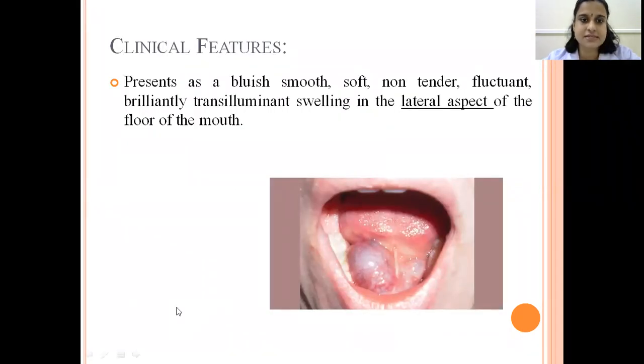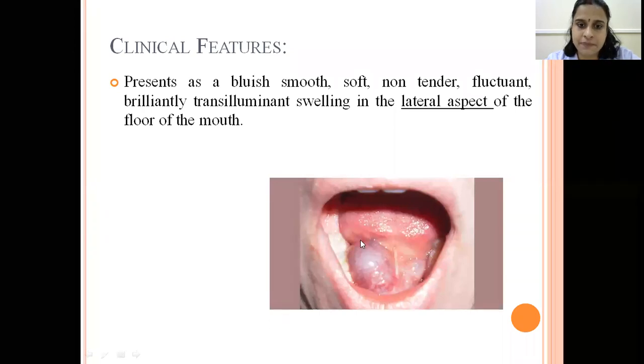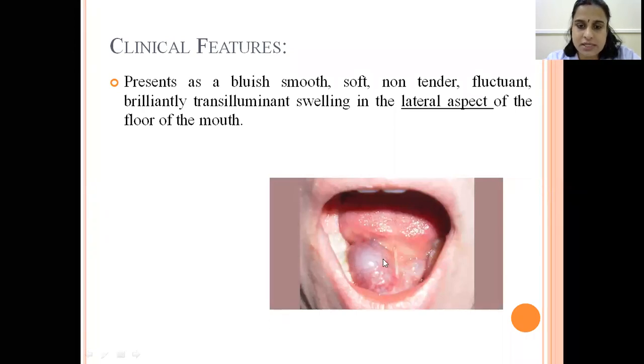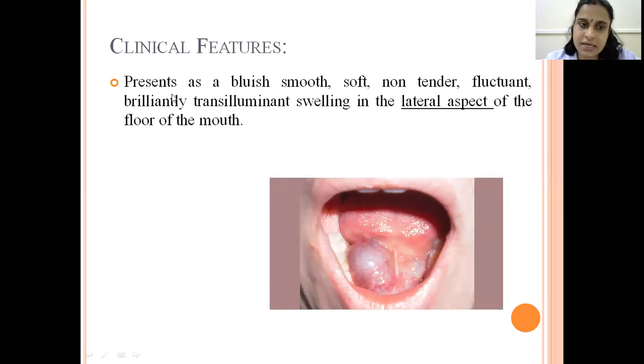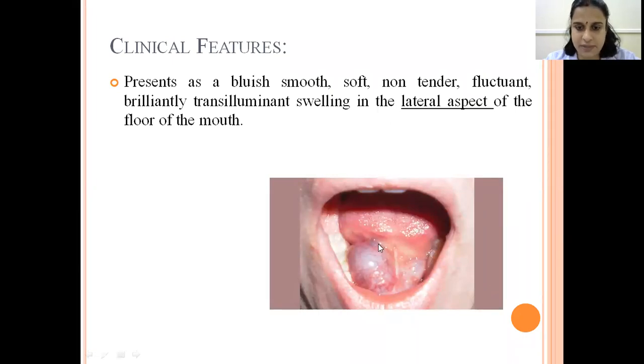What are the clinical features? As you've seen before also, it presents as a bluish swelling in the floor of the mouth, which is smooth, soft, non-tender. There is no tenderness. It is a cyst, so it has to be fluctuant. It is filled with saliva, so it will be fluctuant. And most important is, it is brilliantly transilluminant. Transillumination test of this cystic swelling is positive. Brilliantly transilluminant swelling in the lateral aspect of the floor of the mouth. It is on the lateral aspect, on one side, either on the left or on the right.